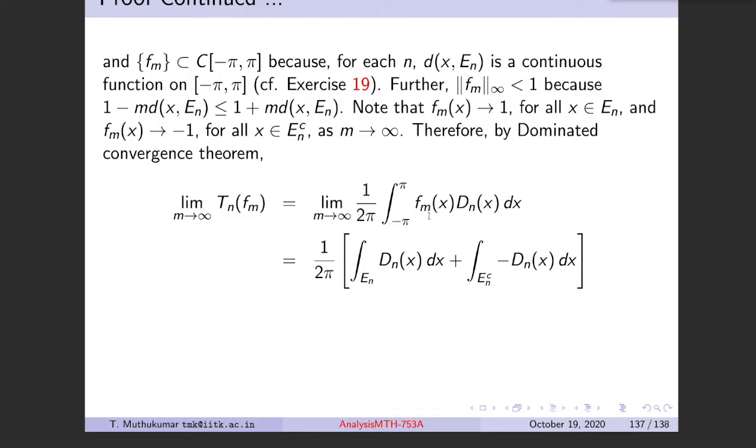Then if you split into En and En complement, in En Fm is 1, so this integral becomes this. And in En complement, it converges to minus 1. So as m goes to infinity, this is minus of this. When you apply the limit, you get this. Basically, we have swapped the integral and the limit here. So this limit is now 1 over 2 pi times the integral of the mod of dn, and this is precisely what we needed to prove.